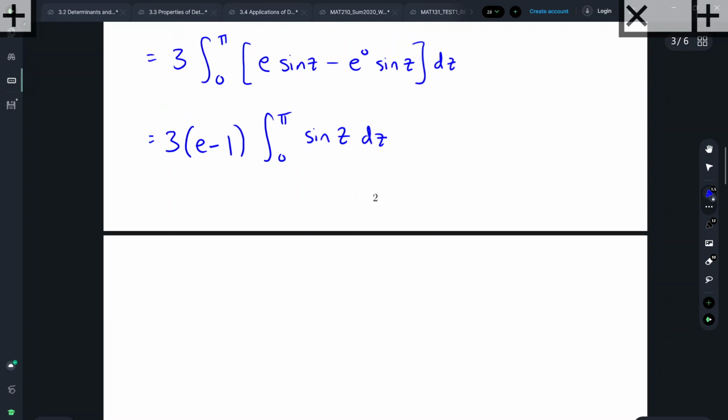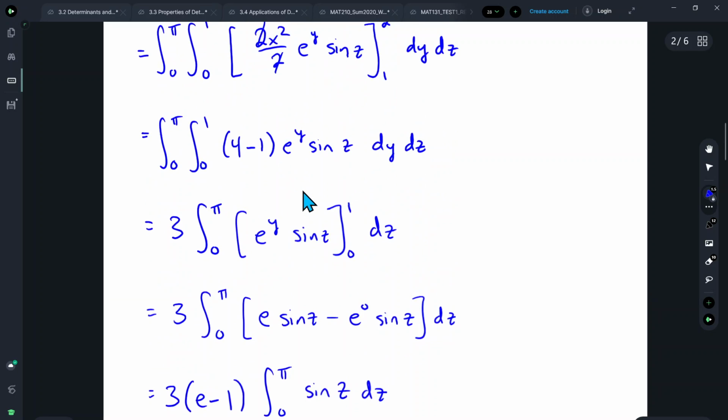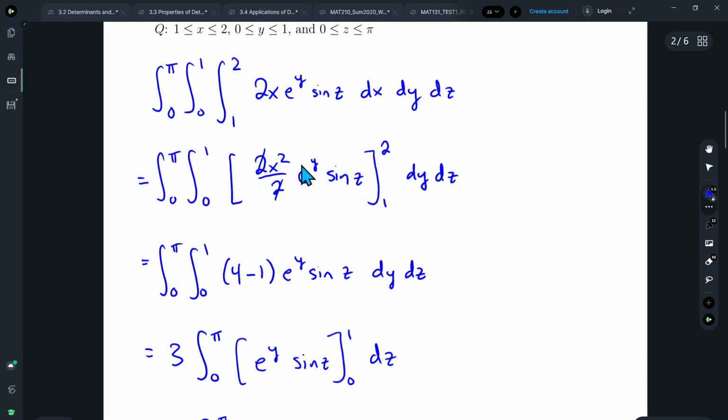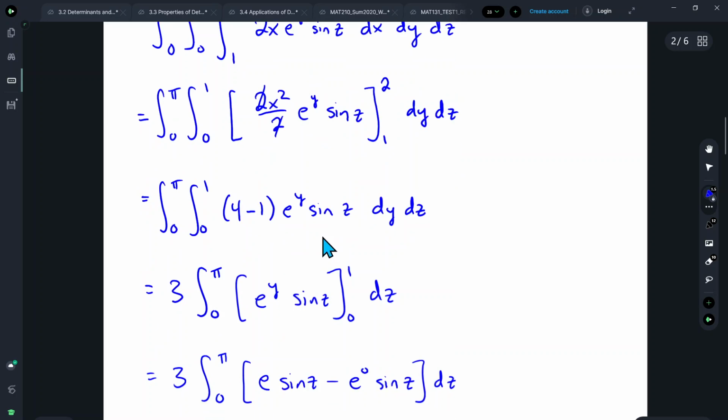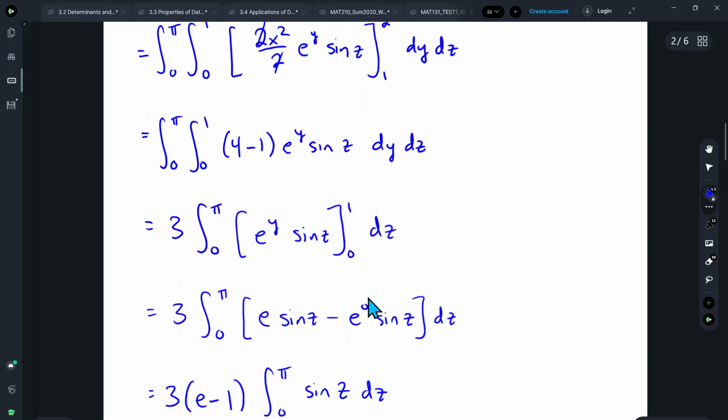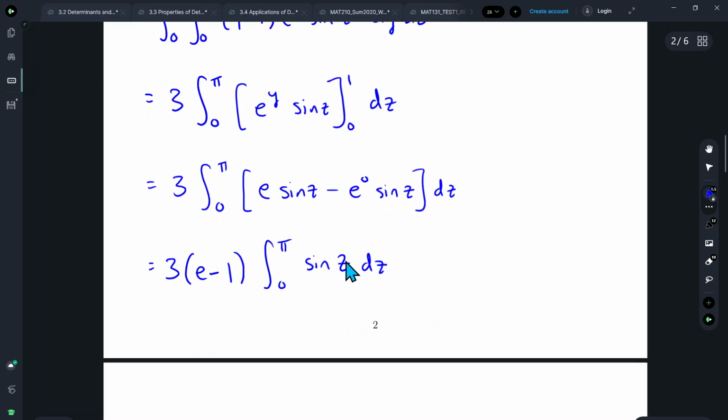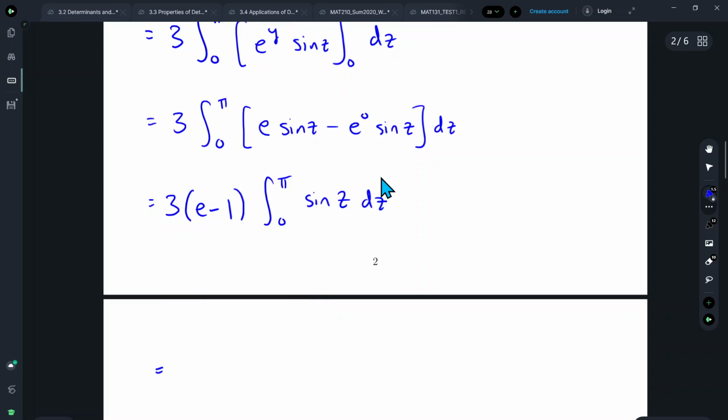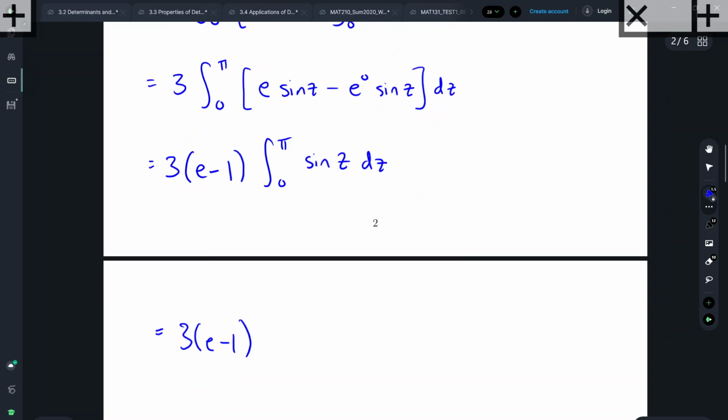Okay, so finally, there's one last integral, right? So notice how the first integral was with respect to x, and once you've calculated that, the variable x has disappeared. The second integral was with respect to y. Once you've calculated that, the variable y has disappeared, and so now the final integral is only with respect to z. So the antiderivative of sine is minus cosine, going from 0 to pi.